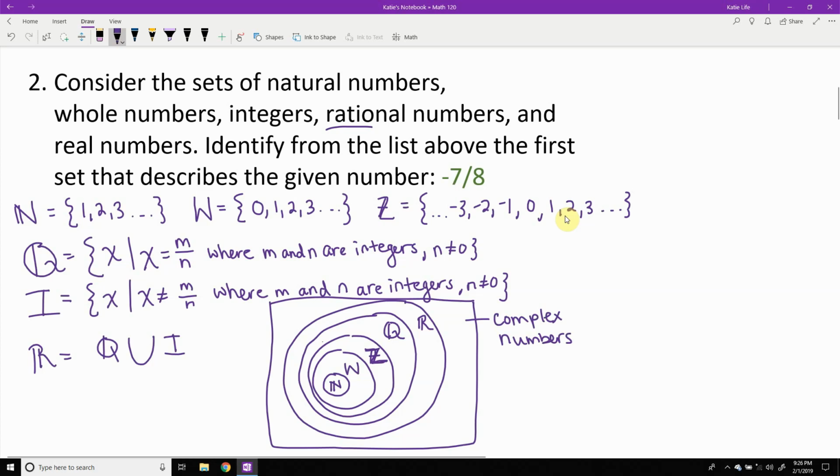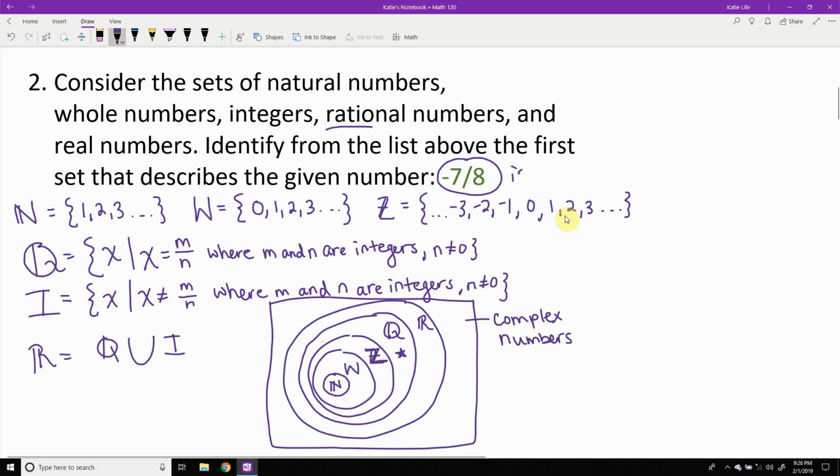So we would say that the relationship here is a subset idea. Once you leave the smaller circle, you're in a bigger circle and more elements are available to you. So if we are trying to find the first set that is going to hold the element negative 7/8, it's obviously not a counting number, not a whole number, not an integer, but it is a rational number. So we would say that negative 7/8 is in the set of rational numbers.